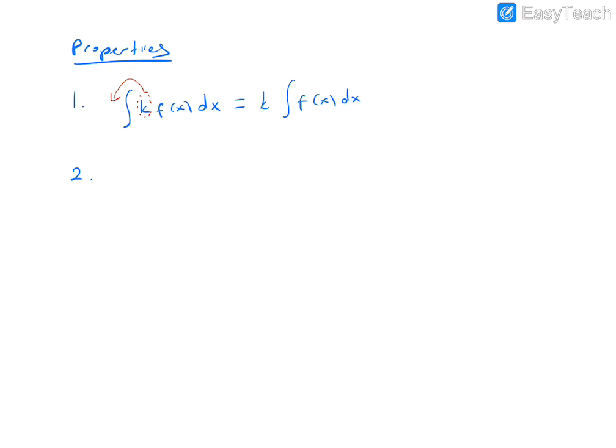And we have some properties for the indefinite integral. So let's give these properties quickly. The first property is that the integral of k times f of x dx equals k times the integral of f of x dx. What does it mean? You can write the constant term outside of the indefinite integral.